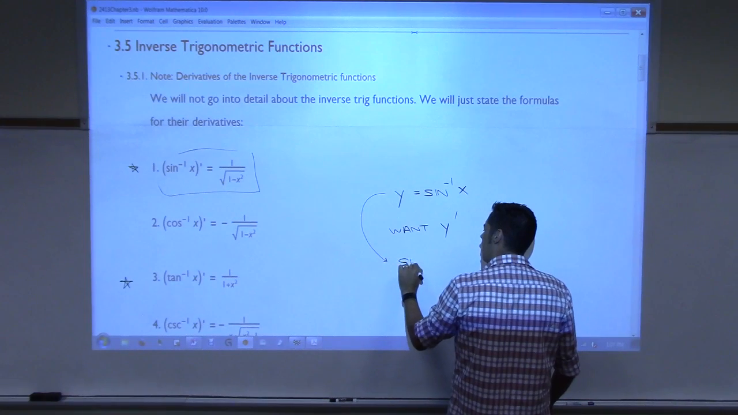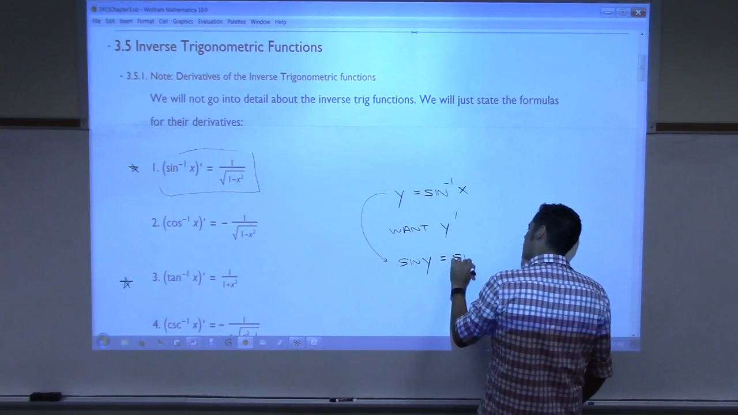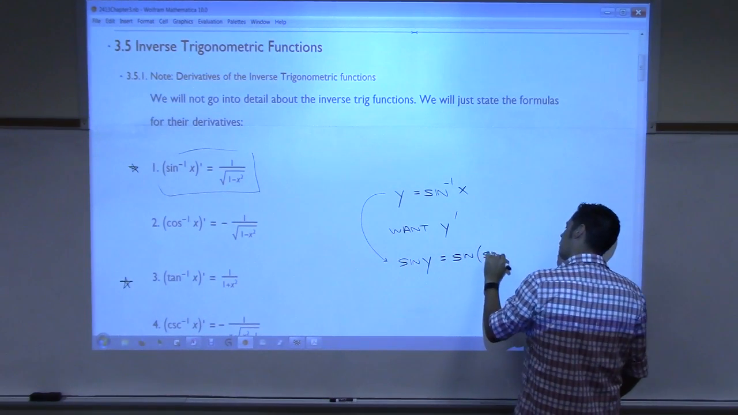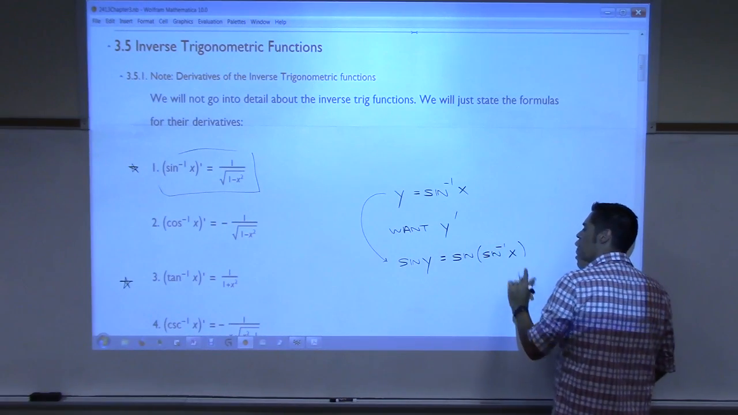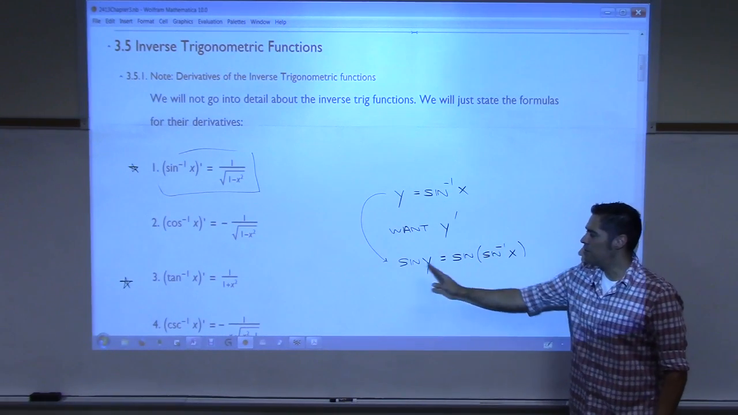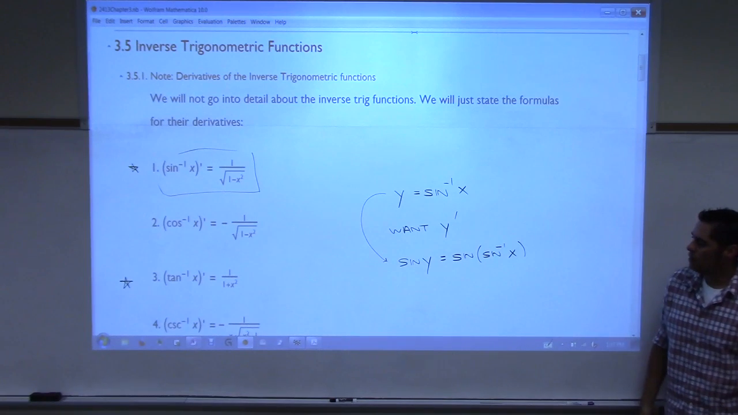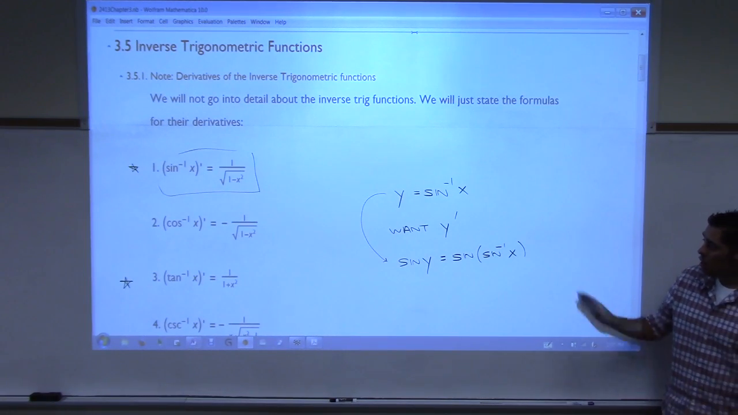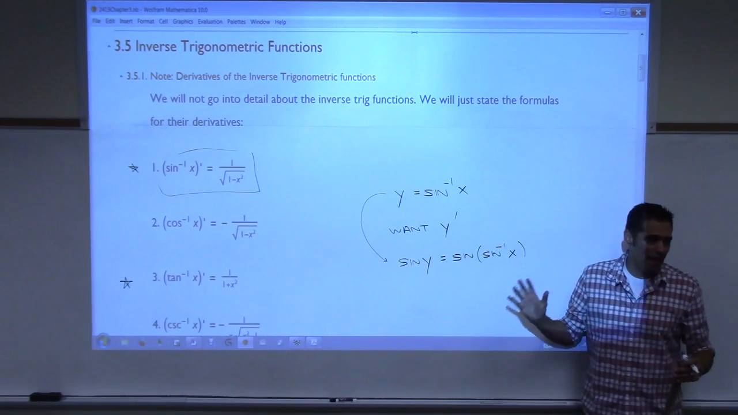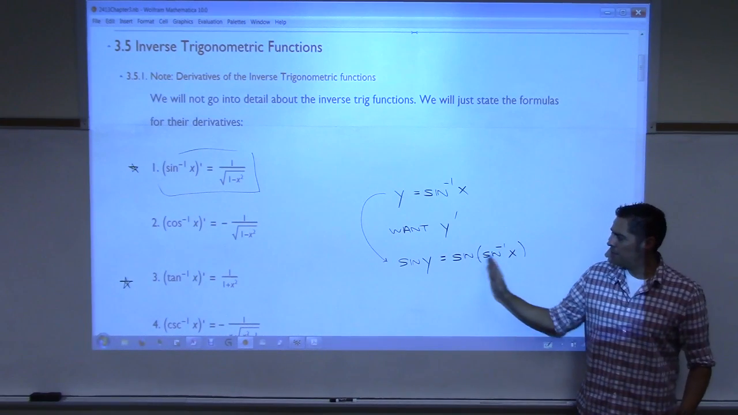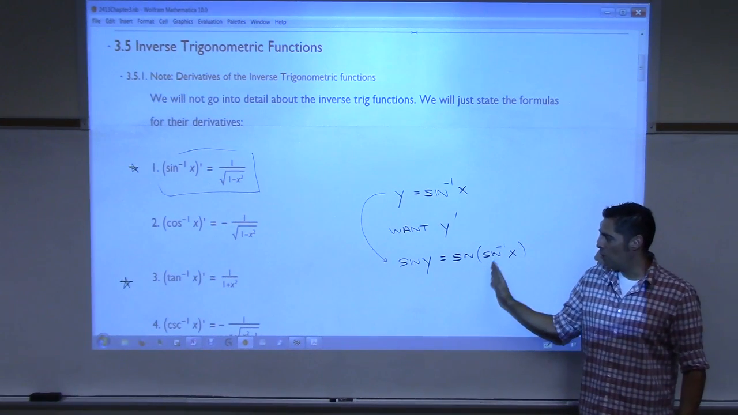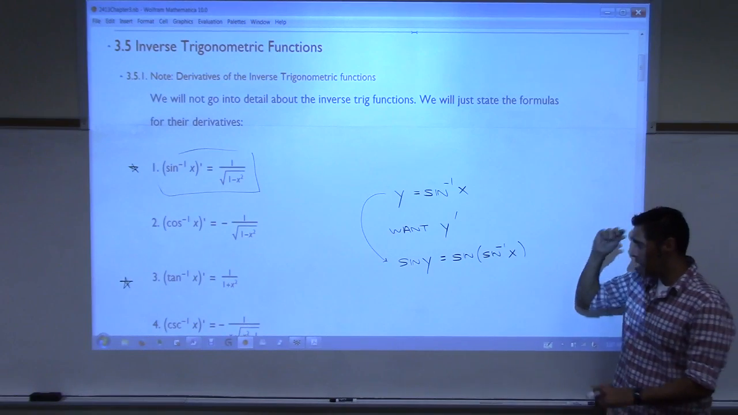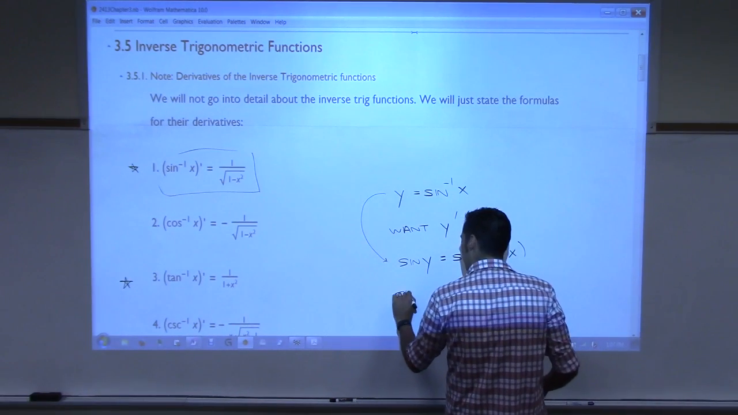So I'm going to take this equation right here. I'm going to take sine on both sides of this equation. So I'm going to take sine of arc sine of x over here and sine of y on the left side. Now, so long as the domain restrictions are met, this right here should turn into what? x. Right, so the right side should turn into x.